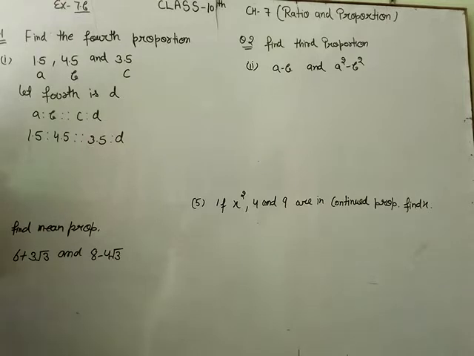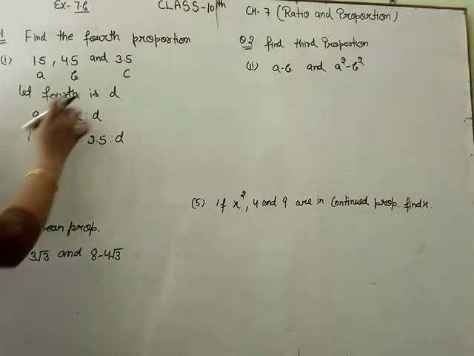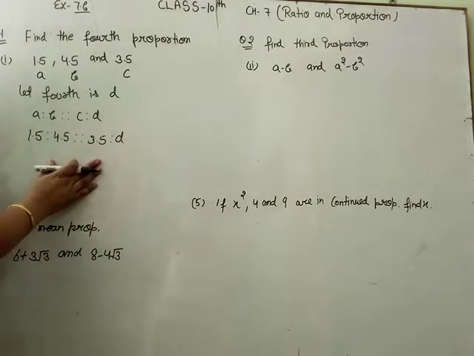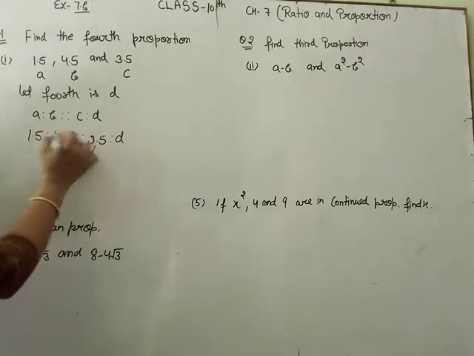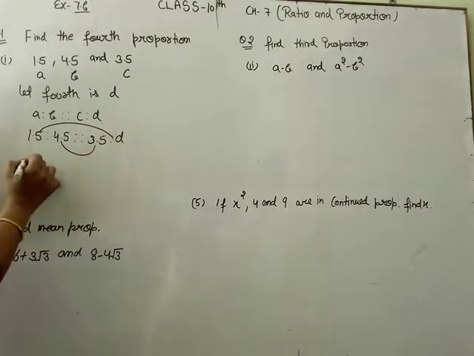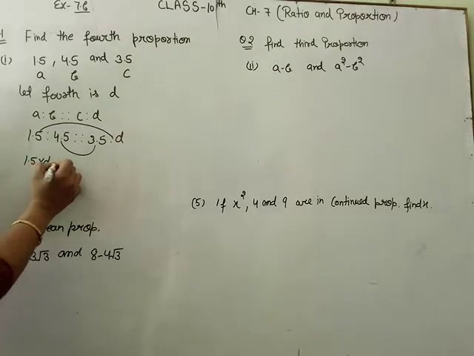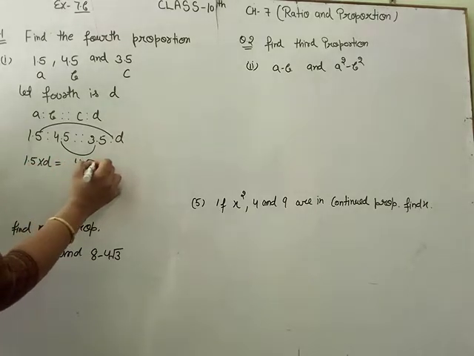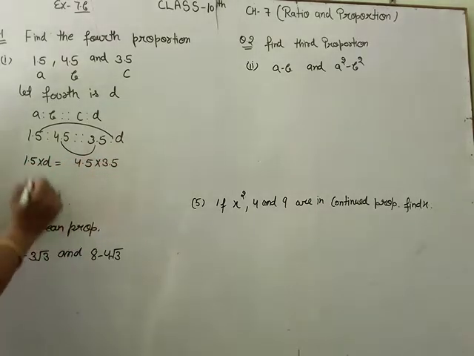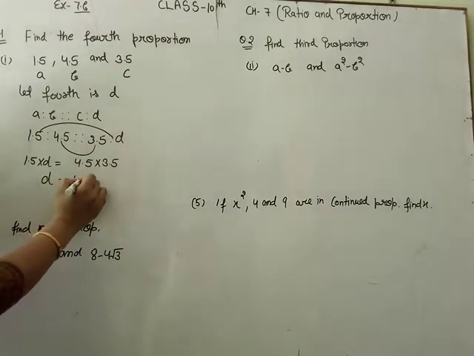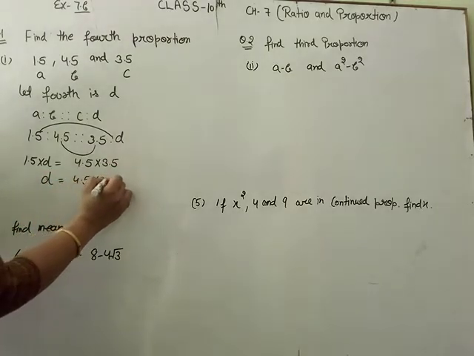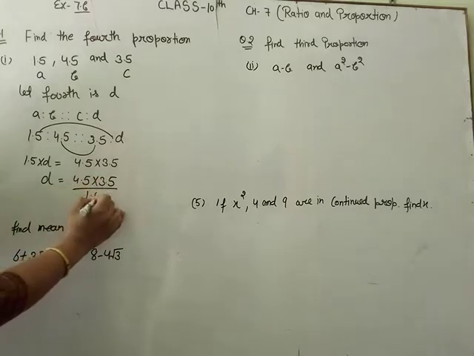And we know the result: multiplication of extremes equals multiplication of means. Then multiplication of this equals multiplication of this. 1.5 multiplied by D equals 4.5 multiplied by 3.5. Okay, student. Then D equals 4.5 multiplied by 3.5 divided by 1.5.